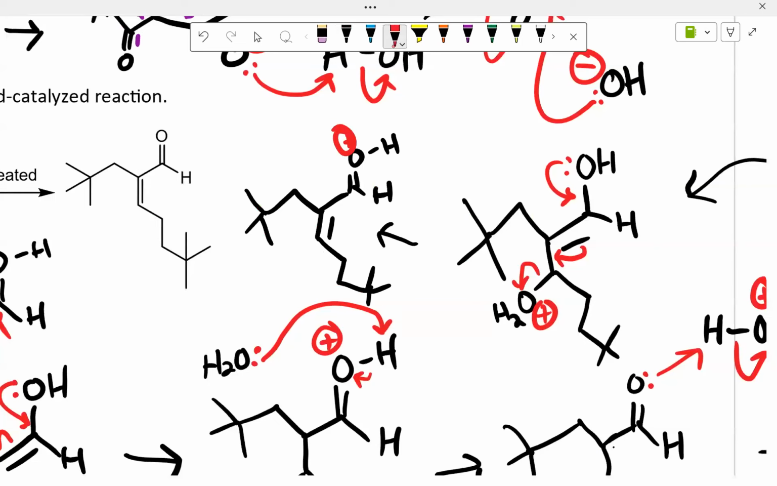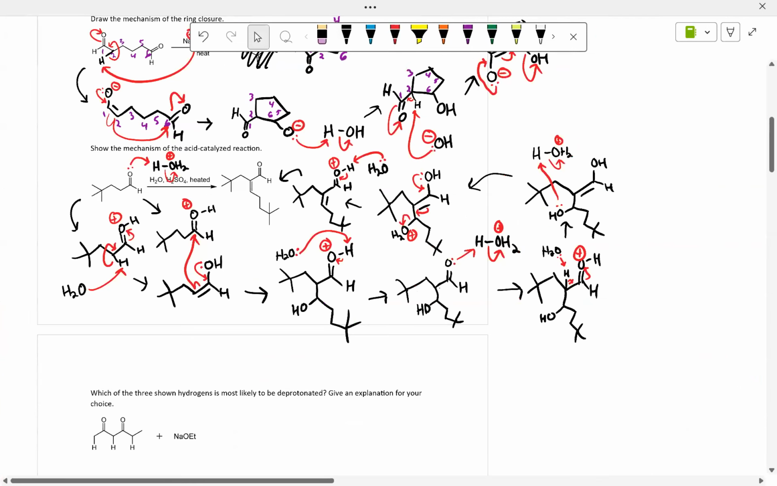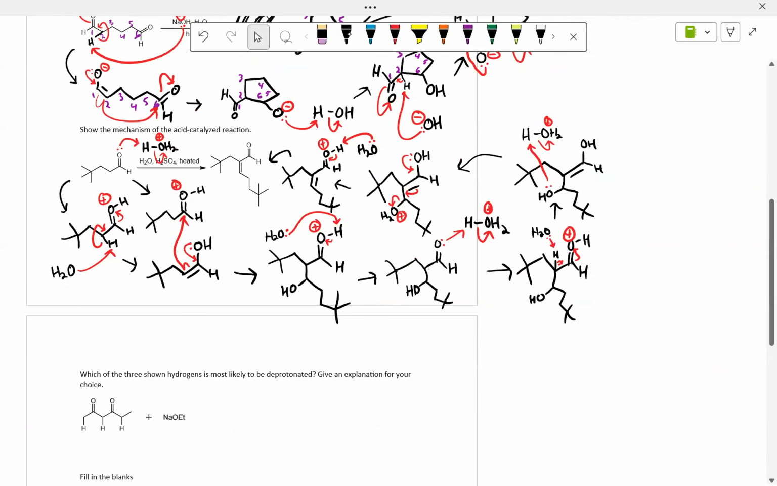Now we get a positive charge on that oxygen, and the only thing separating us from where we are in the product is deprotonation of that hydrogen. So that's the full mechanism.